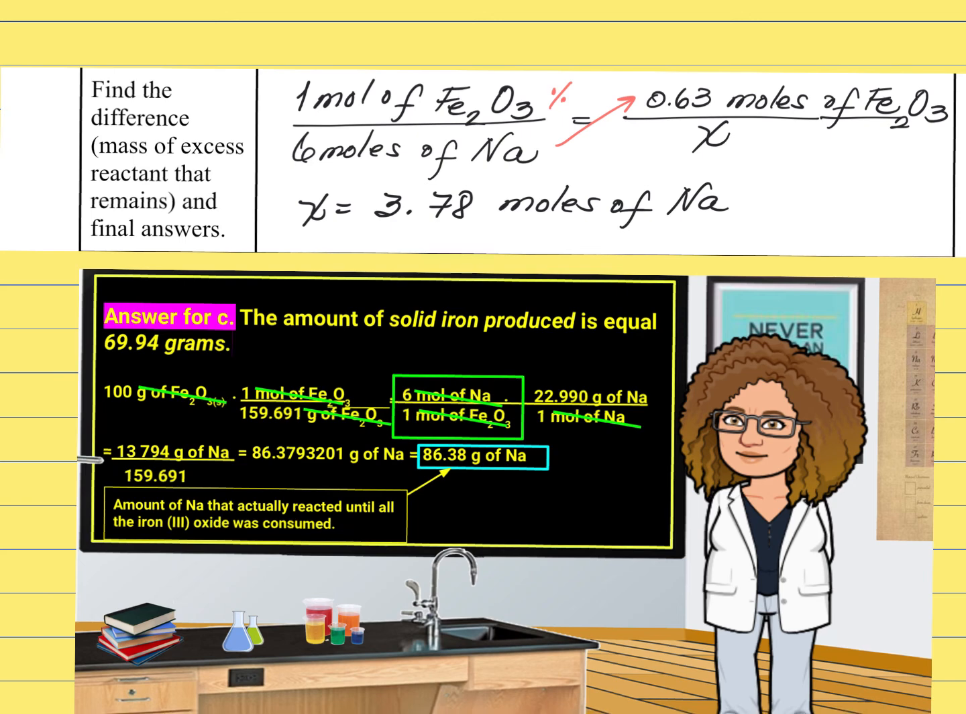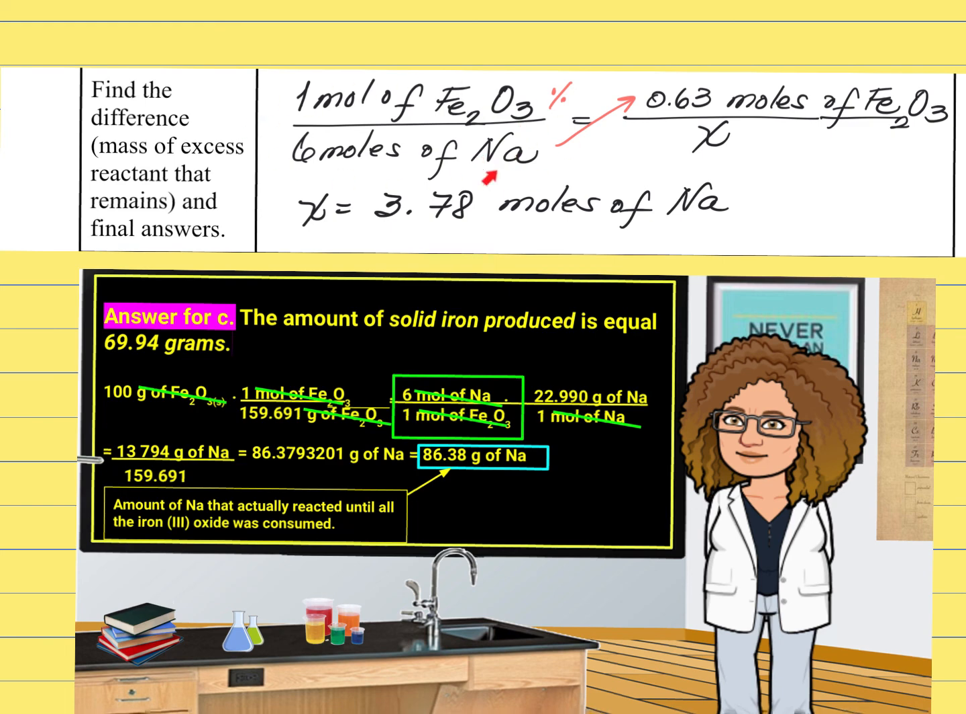Now, the last step or the last question that you have in this problem is just to find the amount of the reactant that was in excess that didn't react. So the amount that stayed there without reacting with the limiting reactant. You're going to follow the same steps. Remember that we're using mole ratios to find quantities. Now, the limiting reactant was the iron trioxide, so I have to use a mole ratio that includes that substance.